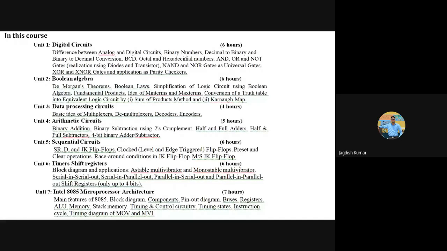At least we should know how binary to analog data is processed, how it is created, how it is converted from one form to another. All these things are discussed.